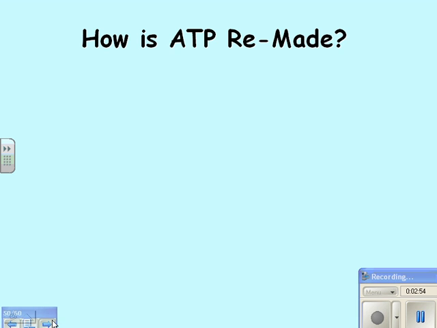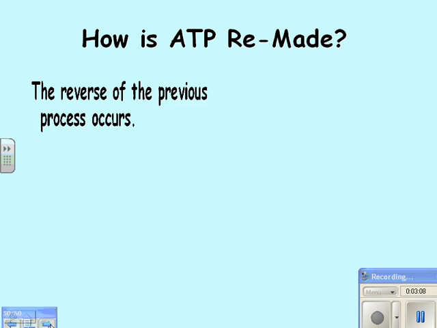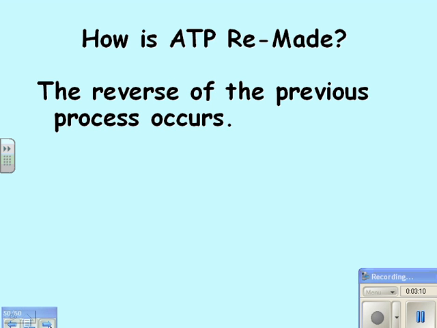And so how is ATP remade? If you're contracting your muscles and you use up all your ATP, well, my goodness, you've got to make more ATP. You do that by cellular respiration. And what do you actually do to the ADP to get back ATP? That's the reverse of what I just showed you a slide ago.